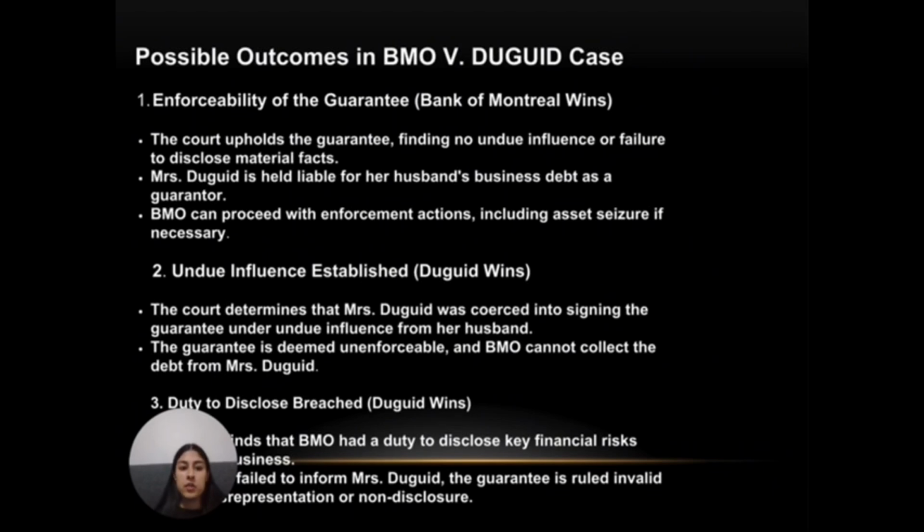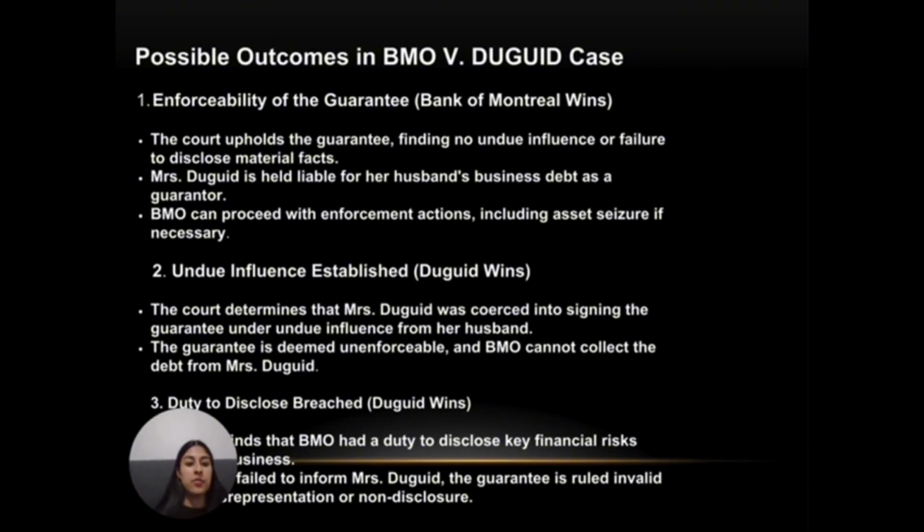First, enforceability of the guarantee: Bank of Montreal wins. The court upholds the guarantee, finding no undue influence or failure to disclose material facts. Ms. Duguid is held liable for her husband's business debt as a guarantor. BMO can proceed with enforcement actions, including asset seizure if necessary.